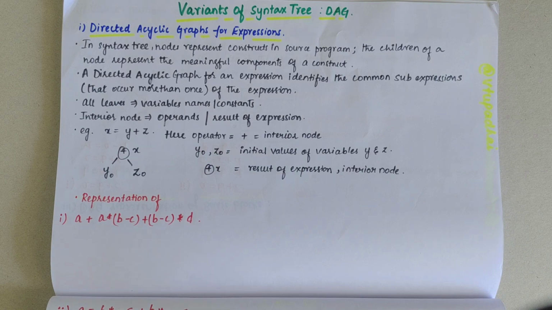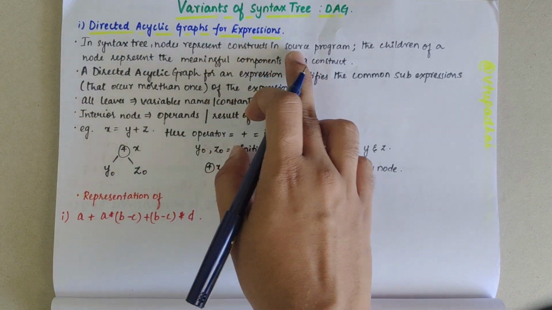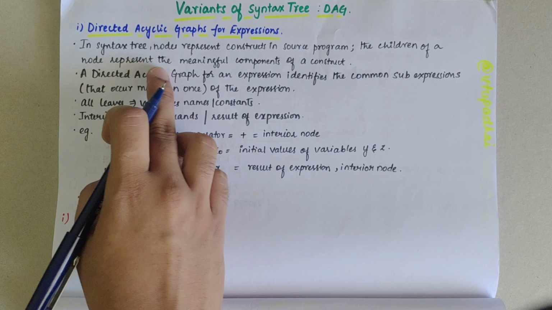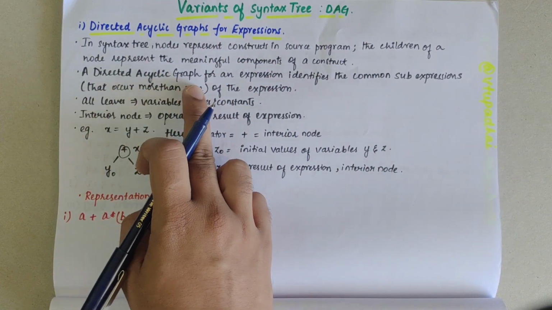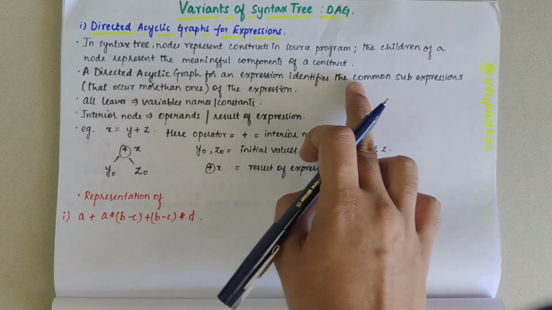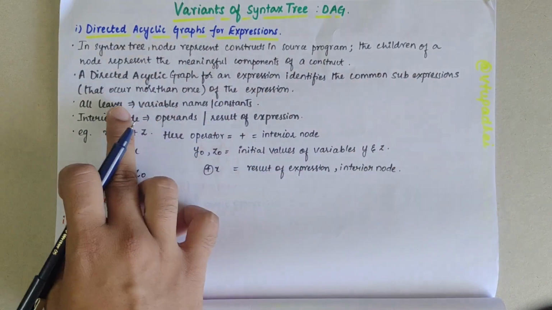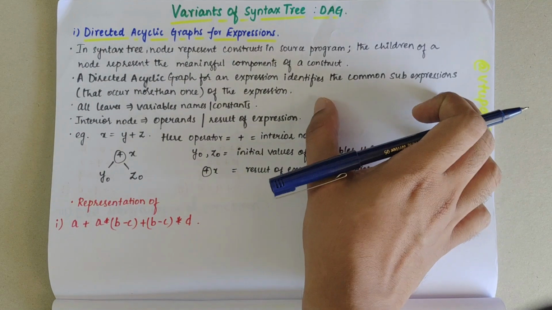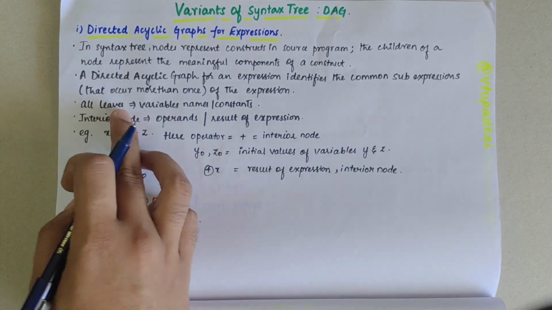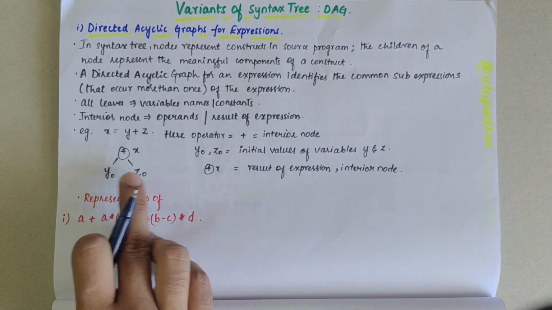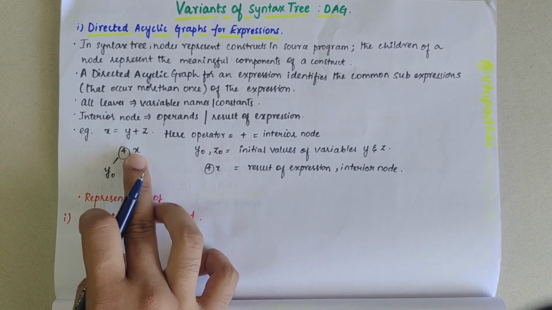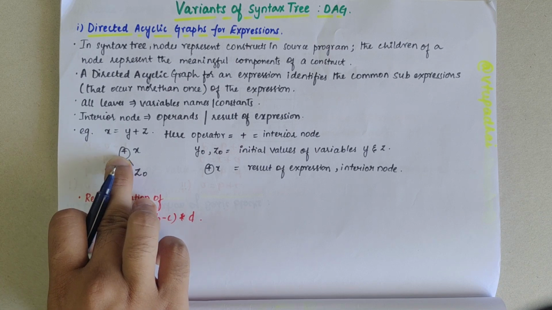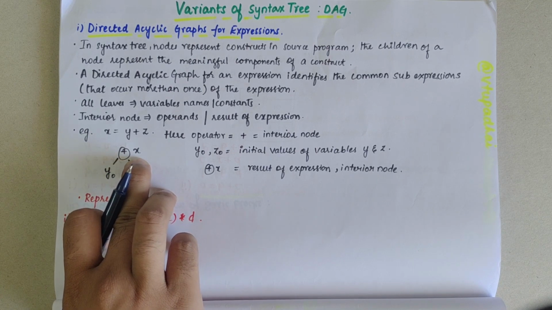In a syntax tree, nodes represent the constructs in the source program. The children of a node represent the meaningful components of the construct. A directed acyclic graph for an expression identifies the common sub-expressions that occur more than once in the given main expression. Here all leaves are the variable names or the constants, and all the interior nodes consist of the operands, and it also holds the result.